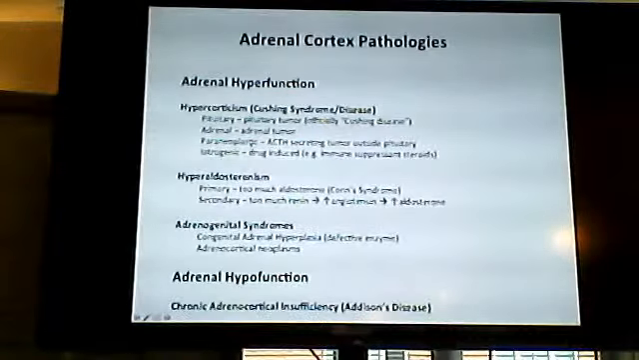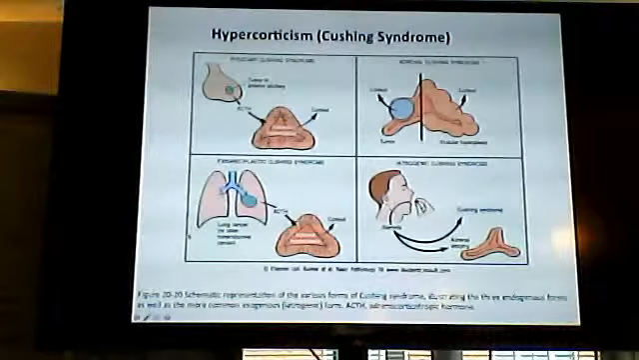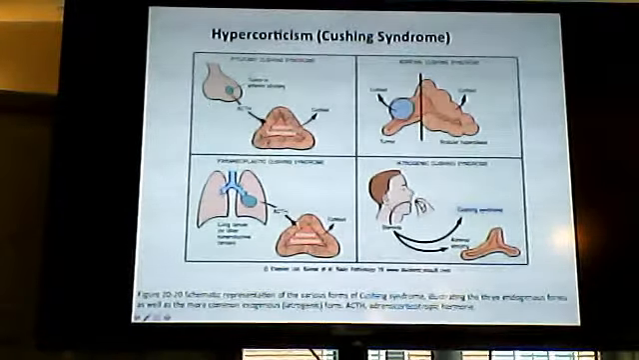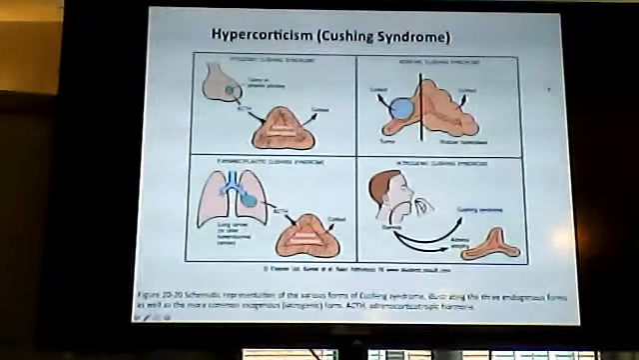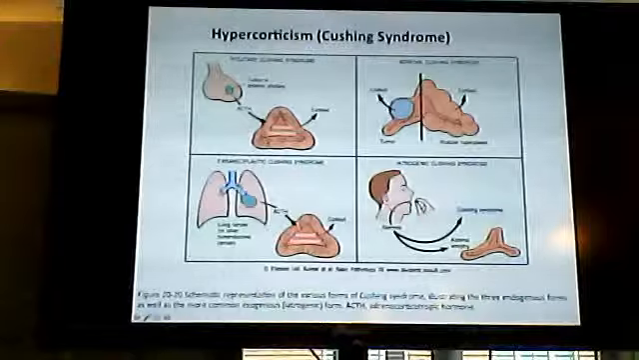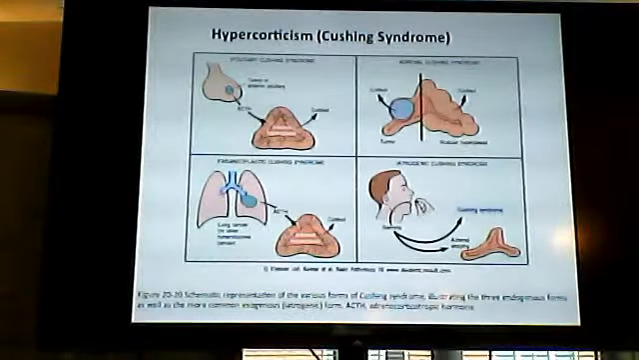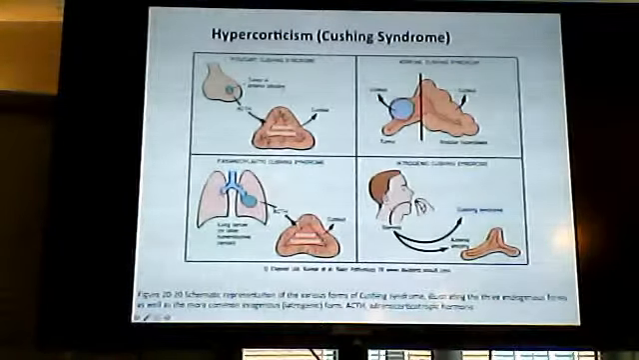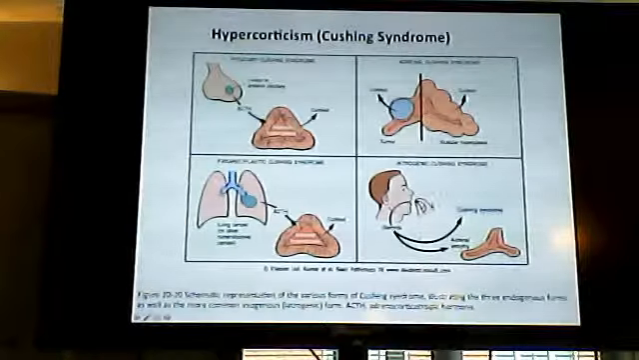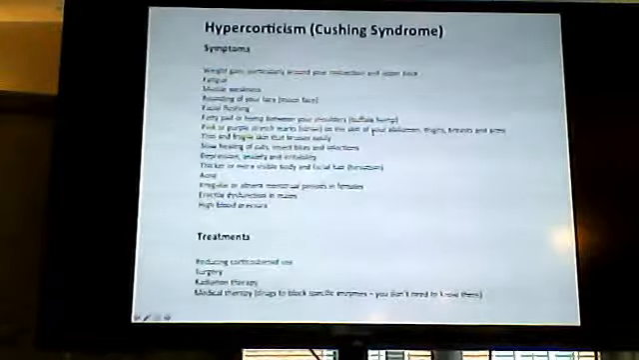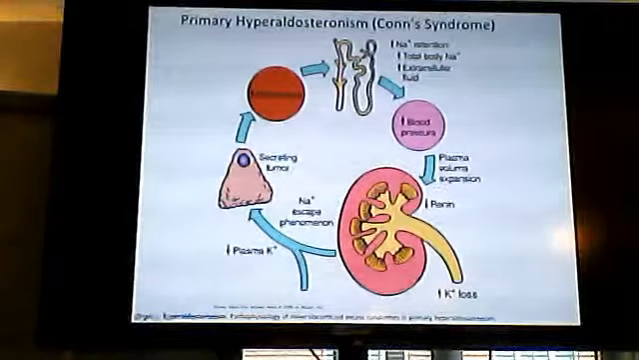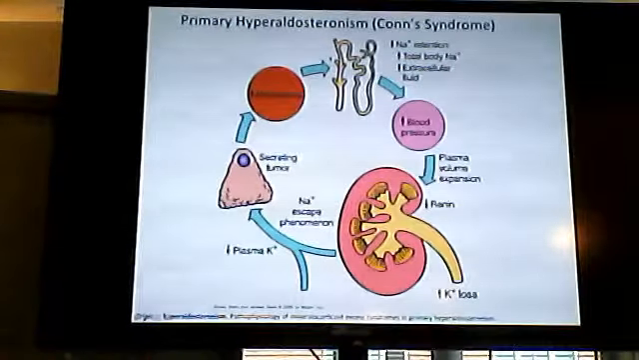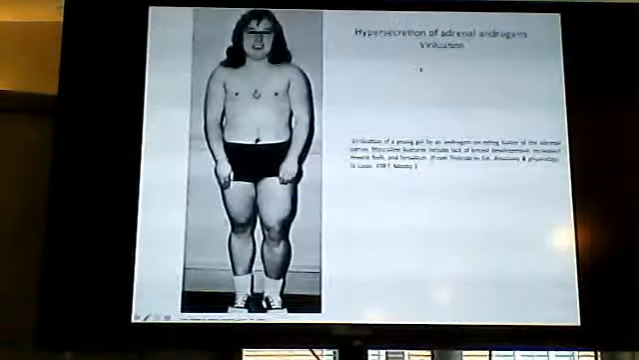Which hormone are you secreting too much or too little of? Cushing's disease is too much cortisol, so it can be due to a tumor in the pituitary that tells the cortex to secrete a lot. It could be a tumor inside the cortex itself that produces a lot of cortisol. It could be ectopic, or it could be drug-induced, iatrogenic. And then Conn syndrome has to do with hyperaldosteronism.